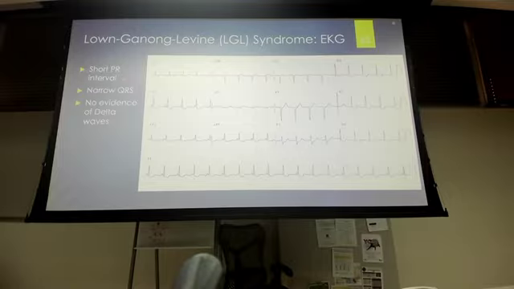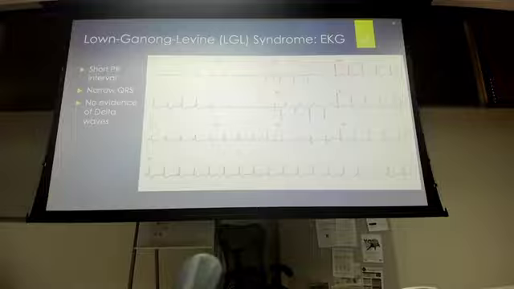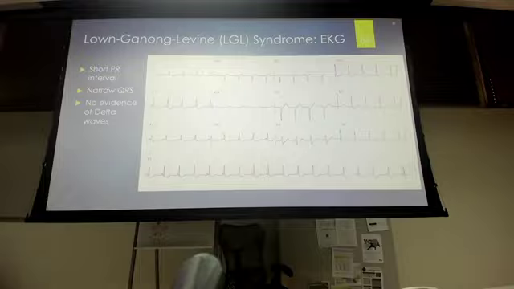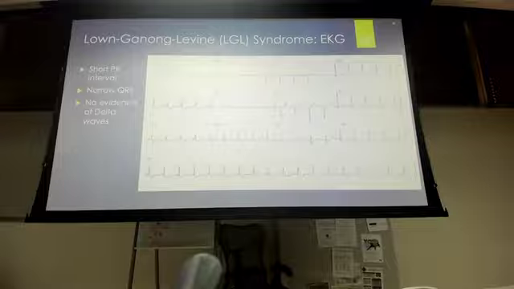Short PR interval, yes. We do not have a wide QRS. The ventricles are still depolarizing the same. It's just bypassing that AV node. So we have a short PR interval, a narrow QRS, and no delta wave. So the only indication for this is going to be somebody who is probably otherwise healthy and had a syncopal episode.